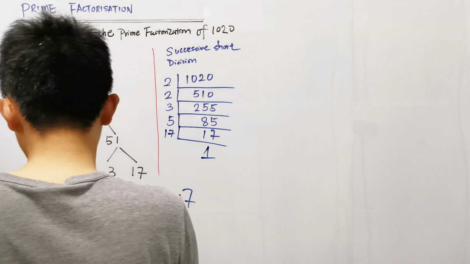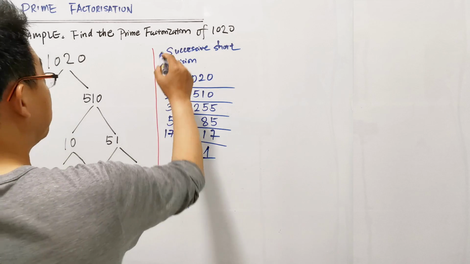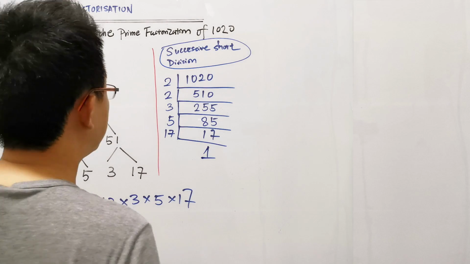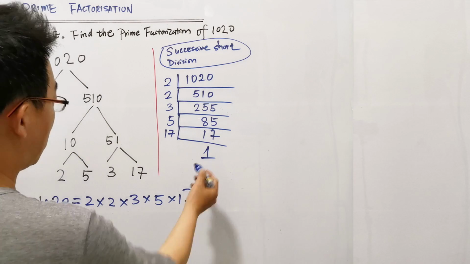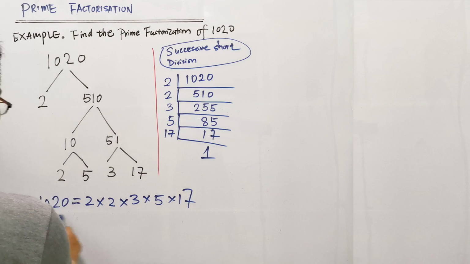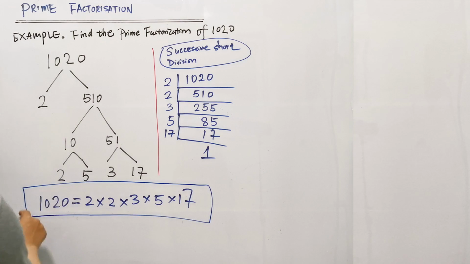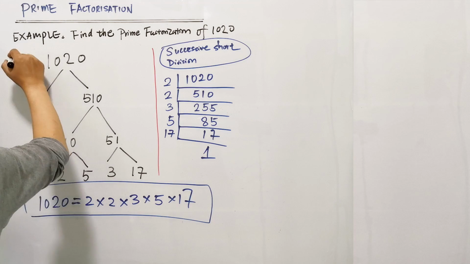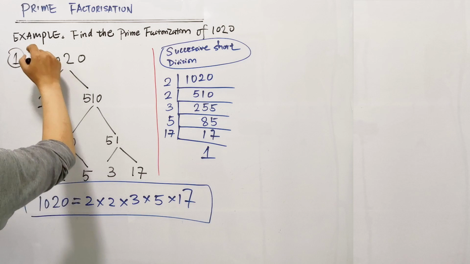Okay, so we call this method successive short division. So we get a 1. And we also can get the same results here, right? We can get the same result. Okay, so basically we have 2 methods. So this is the first one, use the factor tree.